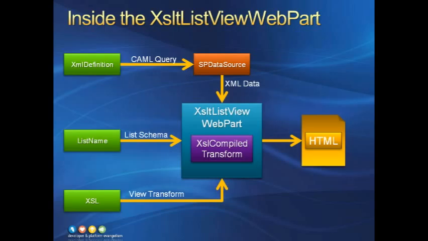The way things work is that the XSLT list view web part is able to get a CAML query, which gives it the XML data, and that's what we refer to as the SP data source. From that, it loads in XSLT that we can just use by default, or we can customize it with the SharePoint Designer. But then it takes the XSLT, compiles it, and uses that to perform a transform to render the HTML output.